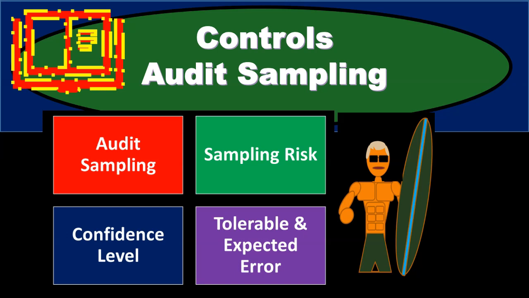In this presentation, we will discuss audit sampling as it relates to internal controls. Anytime we think of sampling, we want to think that we have a population of information. We're trying to determine something or test something about that population. We want to test not the entire population, but some sample, some subset of the population, in hopes that we get information that is representative of the entire population.